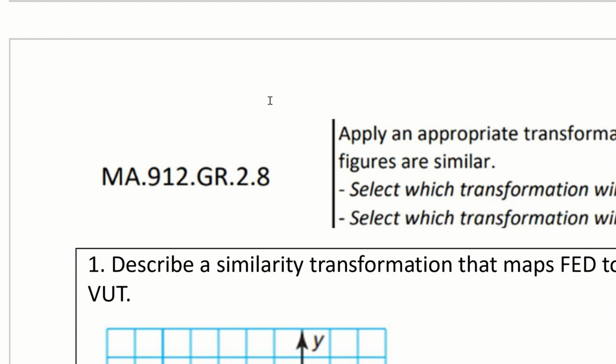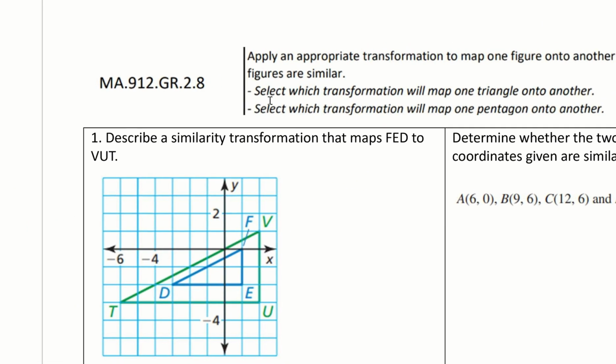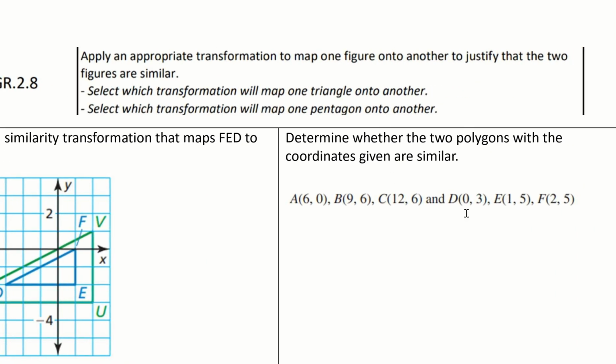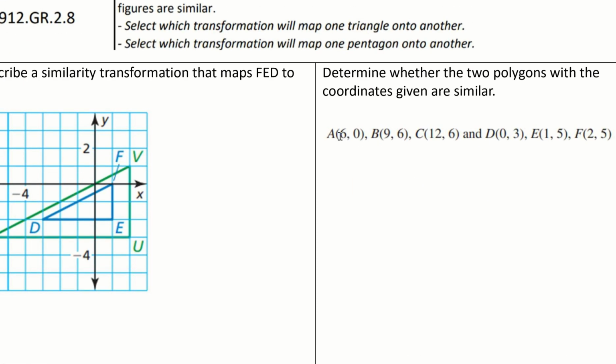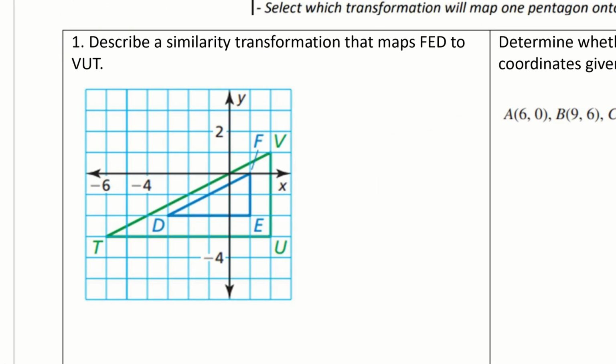So next standard, we got GR 2.8. Here, select which transformation will map one triangle to another, and then which will map one pentagon to another. I didn't give you a pentagon problem because it's just an extra 2 points. So it really doesn't make that much of a difference whether you have 3 points or 5 points. It's actually just more work if you have 5 points. However, doing a couple triangle problems will still get you prepared for doing a pentagon problem. So we're not too worried about it.